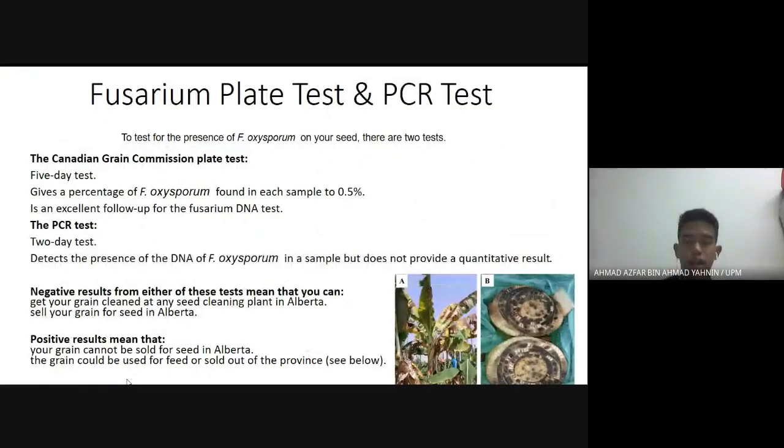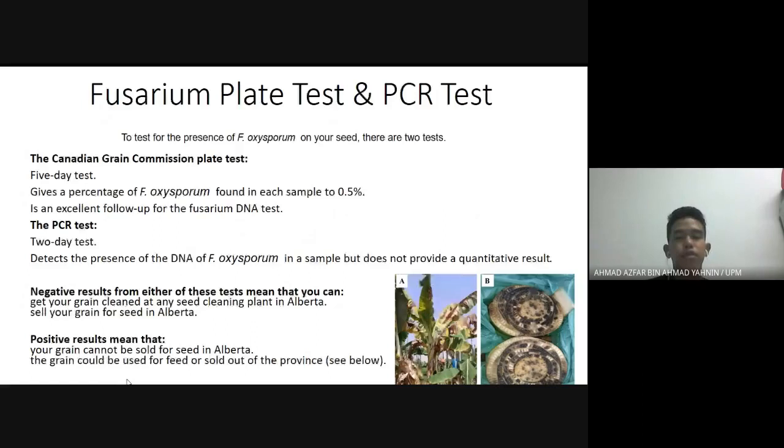Okay, next is diagnostic test for Fusarium, which is Fusarium blood test and PCR test. This test is to test the presence of Fusarium oxysporum on your seed. These are two tests, which is the Canadian Grain Commission blood test, which is a 5-day test. It will give a percentage of Fusarium oxysporum found in each sample to 0.5%. It's an excellent follow-up for the Fusarium DNA test.